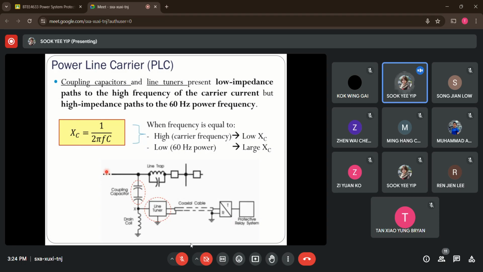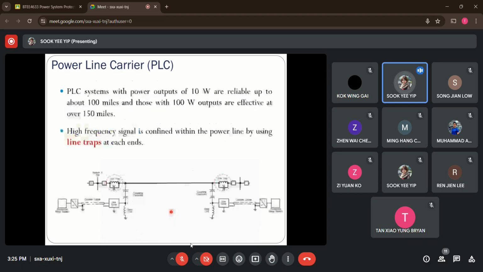The power from the power plant could be either at 50 hertz or 60 hertz, which is considered low frequency. So if I have low frequency, the capacitive reactance value will become high. That's how it gives a high impedance path for the power, so the power is unable to enter this communication system and fry the system. So that is the purpose of both the coupling capacitors as well as the line tuners.